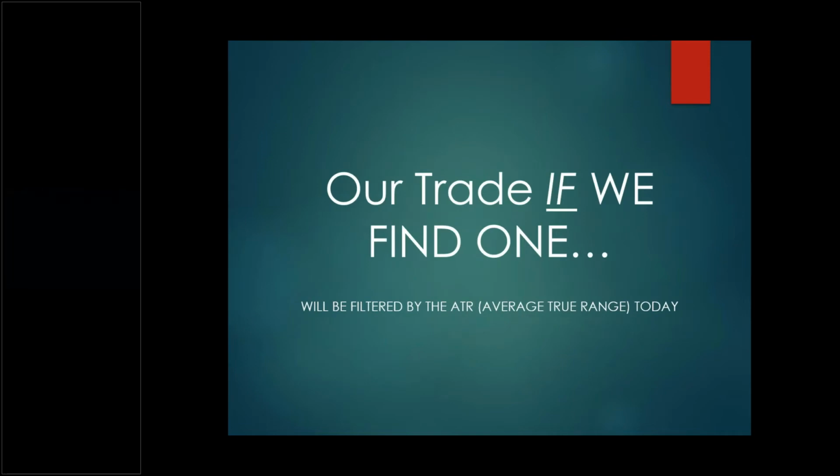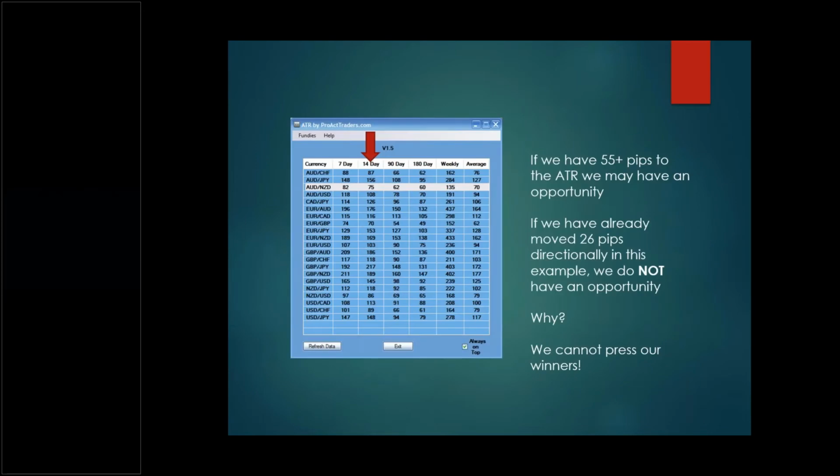So our trade, if we find one, is always filtered by the average true range today. It's a little tool that we developed, and it shows you how far each currency moves statistically day in and day out. It was invented by Wilder, and he uses a 14-day period. So we use this Aussie New Zealand. It does 75 pips day in and day out. What's its average? 70 pips a day. That's with 180 days, 6 months' worth of data, it doesn't go more than 70 pips a day.